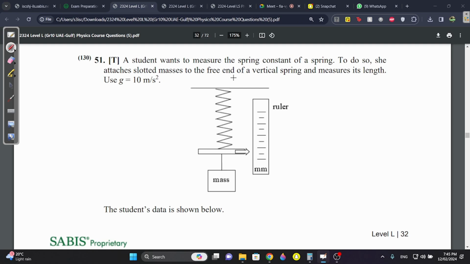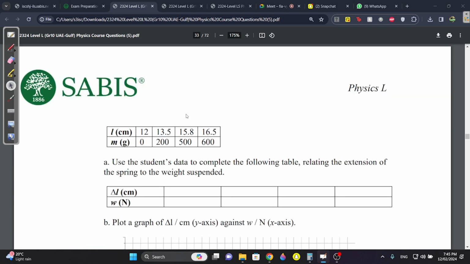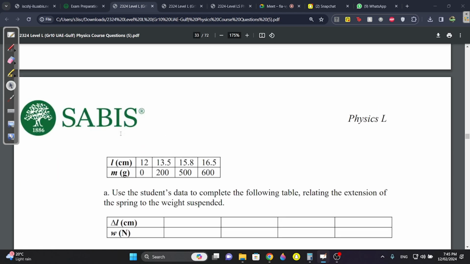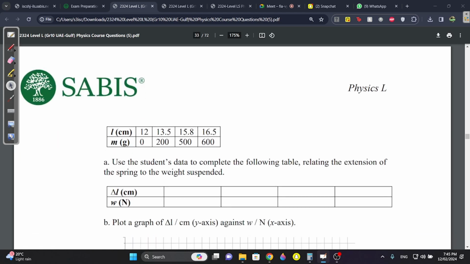51. A student wants to measure the spring constant of a spring. To do so, she attaches slotted mass to the free end of a vertical spring and measures its length. Use g equals 10 meters per second squared. The student's data is shown below. L is 12. Okay, this is the L, the length, and this is the mass in grams. Use the student's data to complete the following table relating the extension of the spring to the weight suspended.